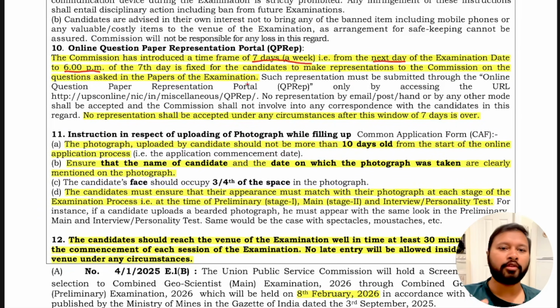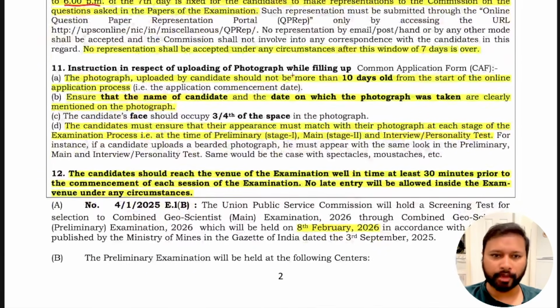So once you give your exam, for the next 7 days this portal will be open and you can make that representation. You can ask UPSC to challenge a question. That's basically what they mean. They have named it the online question paper representation portal, and this is something new. Earlier UPSC did not used to give you the question paper as such, but this time they have given it to make it more transparent.